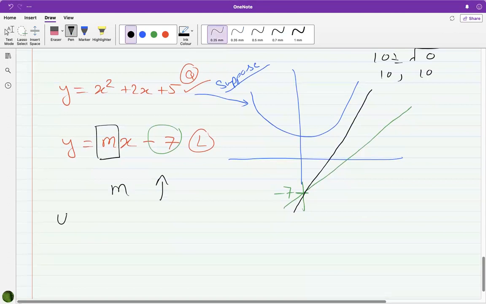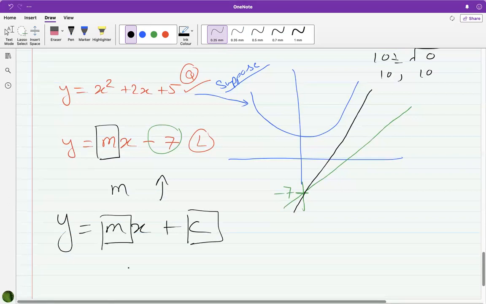In O levels, the general equation was y equals mx plus c. C was the y-intercept, m was the gradient. This intersecting point at y-axis is c, m is the gradient. Do you remember this? Yes. This is the prerequisite. If there is an issue, I will make you memorize it, remember it, or recall it.